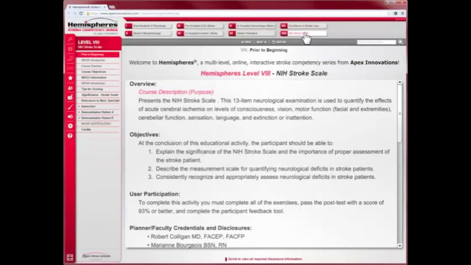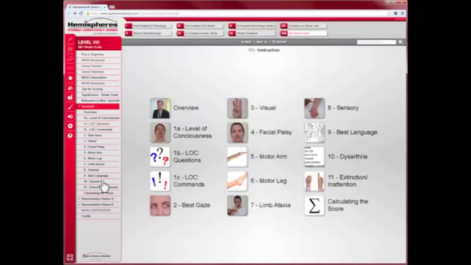Level 8 of Hemispheres is the National Institute of Health Stroke Scale Training and Certification course.